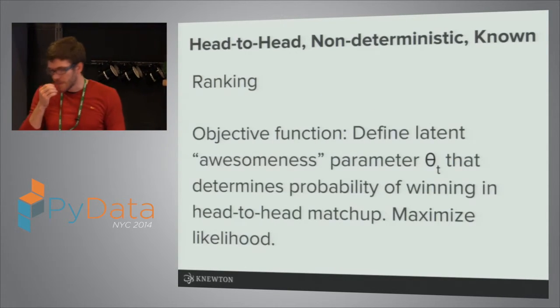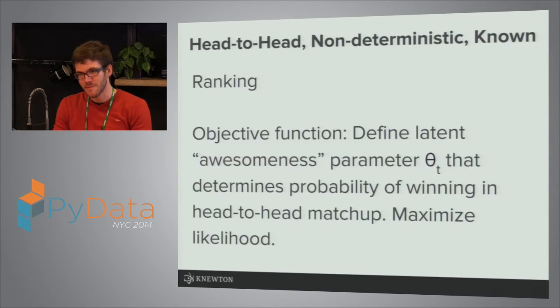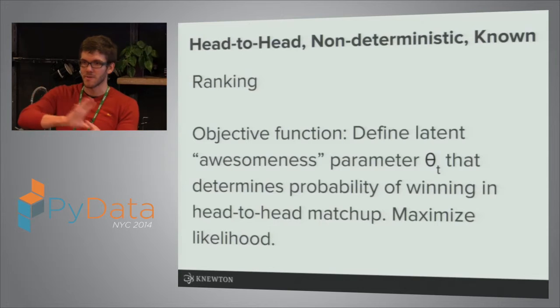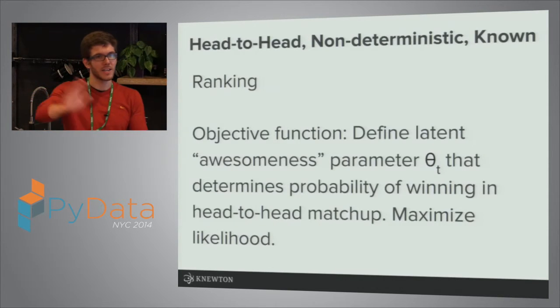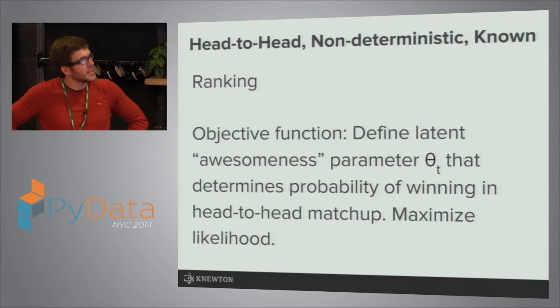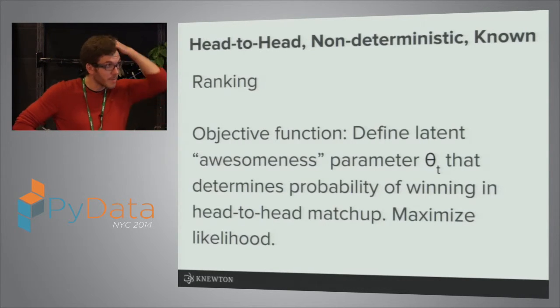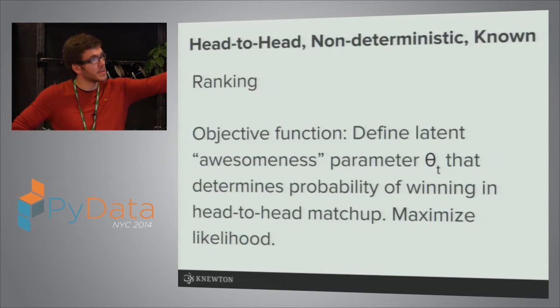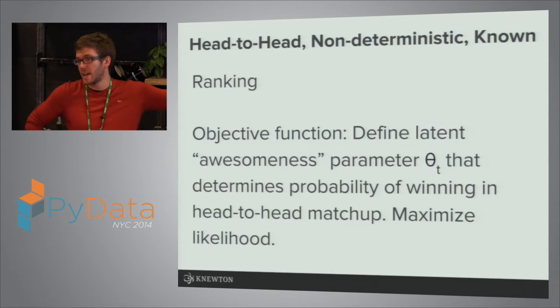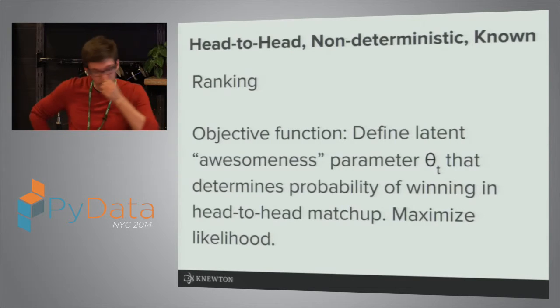But so now we're going to go back to the win-loss ratio. So I'm going to do a fancy version of the win-loss ratio, and this is going to be the first taste of what we do at Newton frequently. So the idea is to define this latent awesomeness parameter, which we'll call theta t, 1 theta per team. And this is going to determine the probability of winning in a head-to-head matchup. That's what it's going to be. And now we have a problem where we can just maximize the likelihood, because we can determine this probability, and we can just go maximize the function.